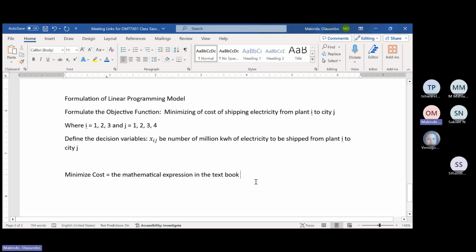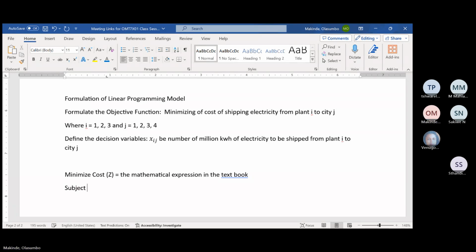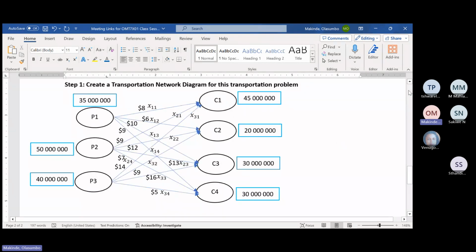So when you write that mathematical expression in the textbook, don't forget I told you that cost, you represent it as Z, because we want to go and solve that cost, which is the minimum Z. So you now say subject to. So how many constraints do we have in this problem? It must be subject to some set of constraints.